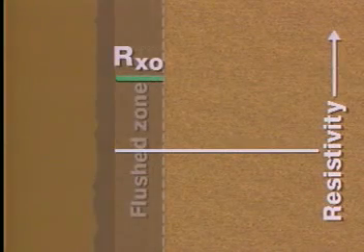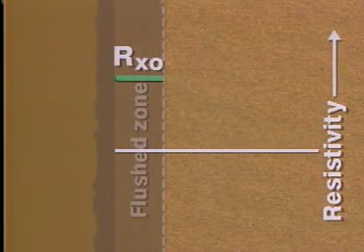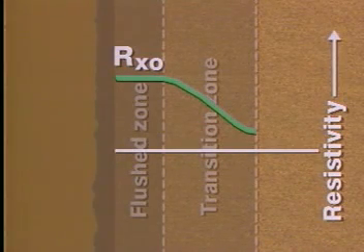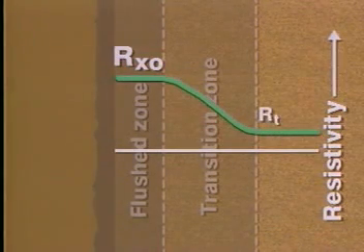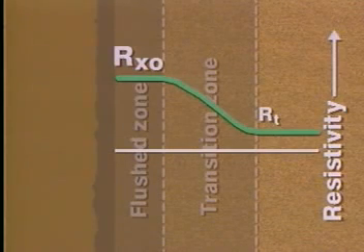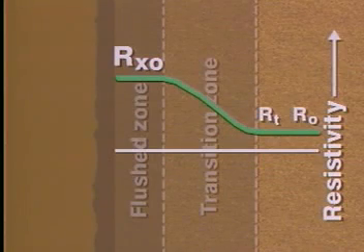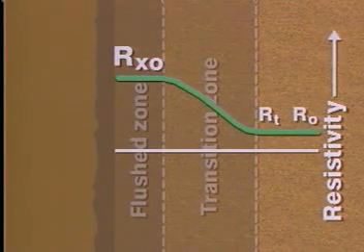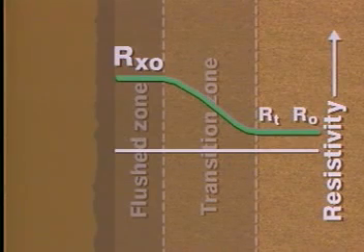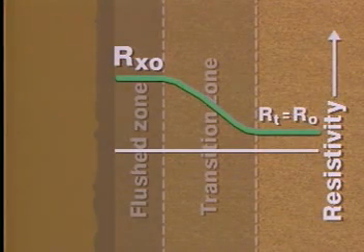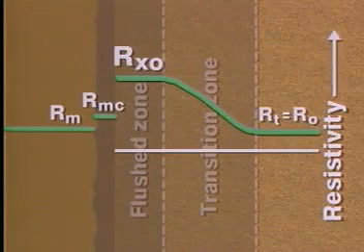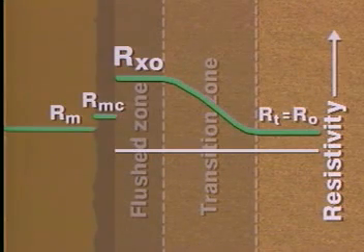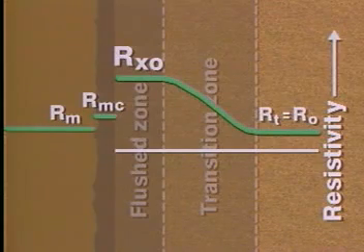A profile of resistivity outward from the borehole, in this case, shows the presence of mud filtrate, causing a high resistivity in the flushed zone, R sub xo. Resistivity then gradually decreases in the transition zone until it reaches R sub t, the resistivity of the uninvaded zone, which is low due to the presence of saline formation water. The symbol R sub o is used to denote the resistivity of a formation which is 100% water wet. Thus, in this case, R sub t equals R sub o. The resistivities of the mud, R sub m, and the mud cake, R sub mc, are also low compared to the resistivity of the flushed zone.